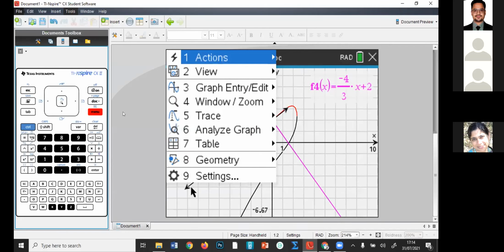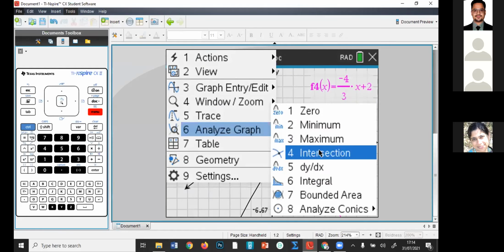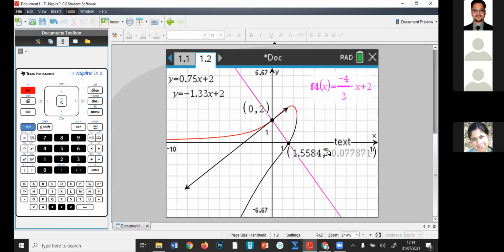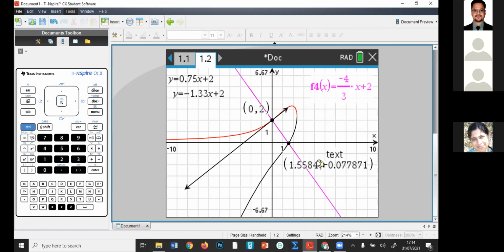So then now we can go to analyze graph, find the intersection. Your one graph is this, and your second graph is this, left bound, right bound, and you get your point of intersection here. So this is your point of intersection.